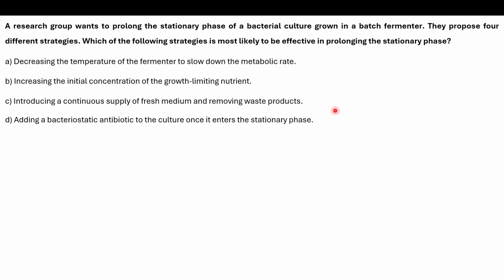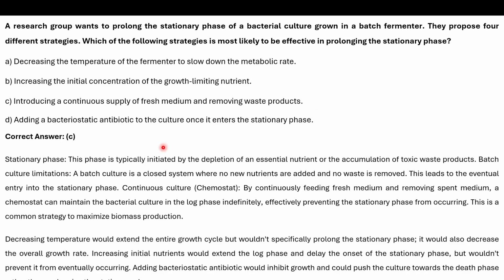So that they don't really die off. The number of cells doesn't go down exponentially. They remain at the stationary phase. So what happens here is, the stationary phase of the growth curve for a bacterial cell is typically initiated by the depletion of an essential nutrient or accumulation of toxic waste products. Now, a batch culture is a closed system where no new nutrients are added and no waste is removed. This leads to the eventual entry into the stationary phase.